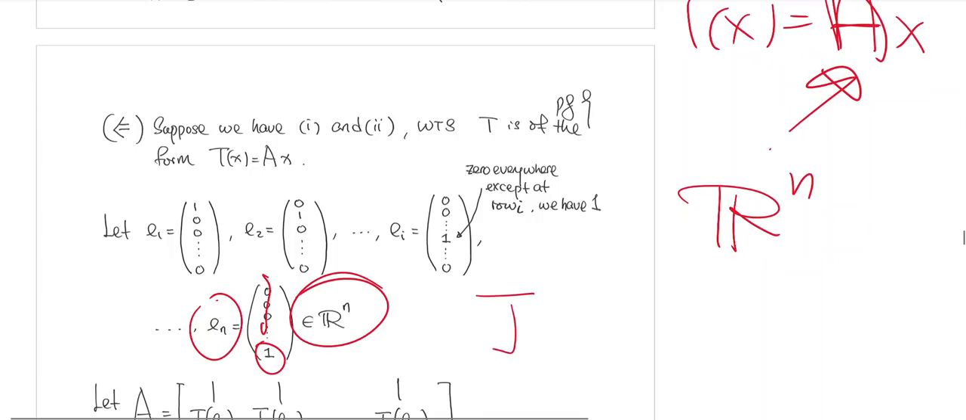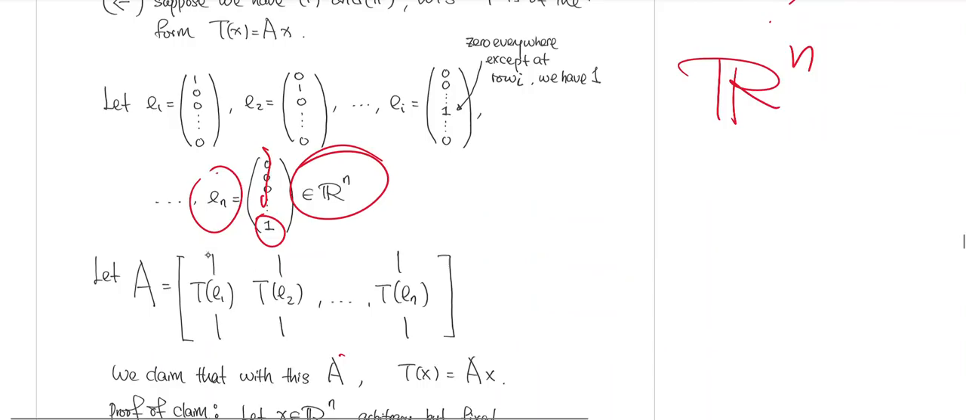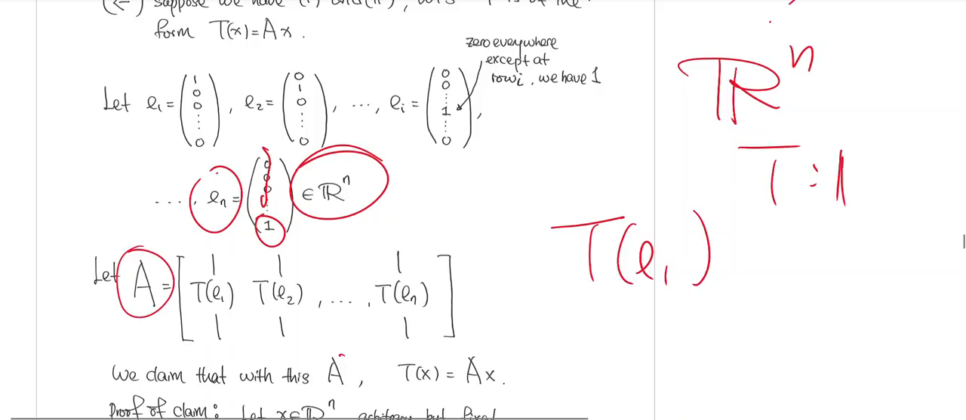I claim, you don't know that yet, we will show that, but we claim that the matrix A consists of T(E1). We know that T takes Rn to Rm, so T(E1) is defined.